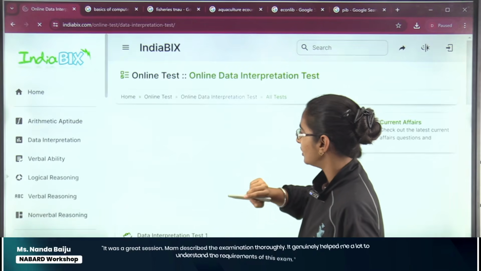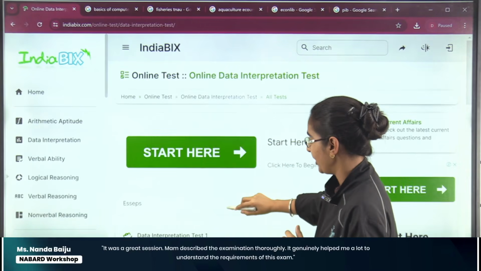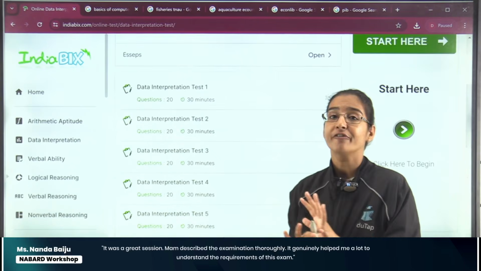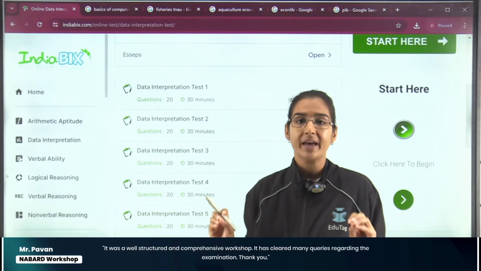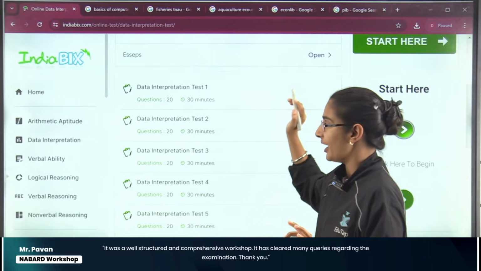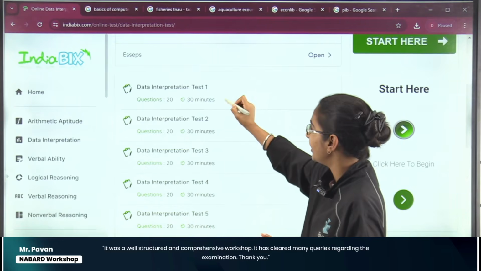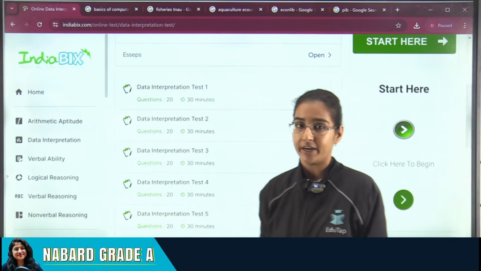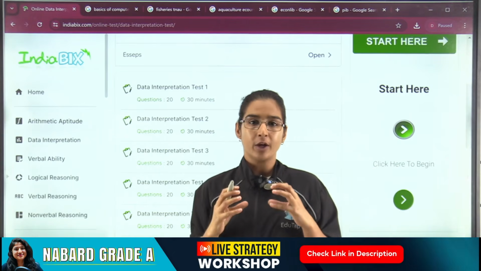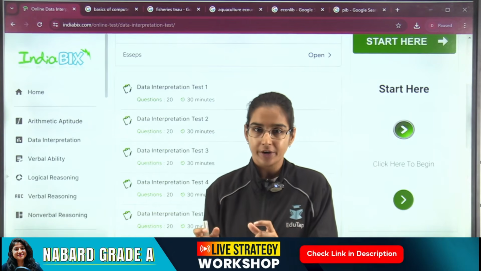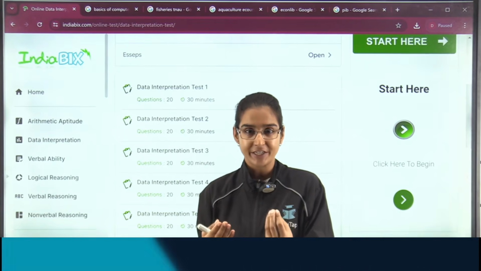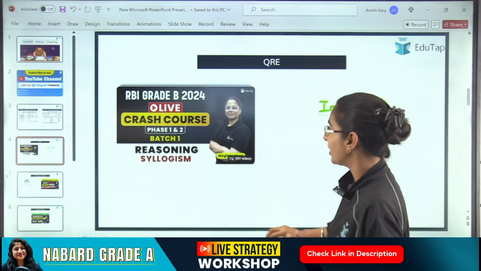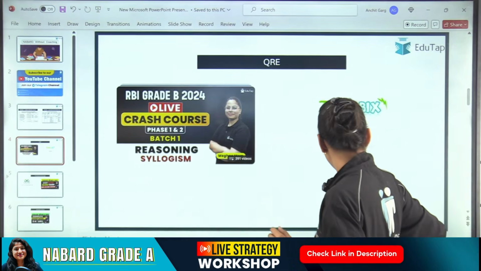For example, if I click here on data interpretation test, different tests are given, and they are free of cost. You don't have to pay a single rupee, right? Everything is free of cost. Here, in the data interpretation test, there are 20 questions and you have 30 minutes allocated, right? So after learning the concepts, you can practice your QRE here on this website. In this manner, you can cover the QRE section, right?